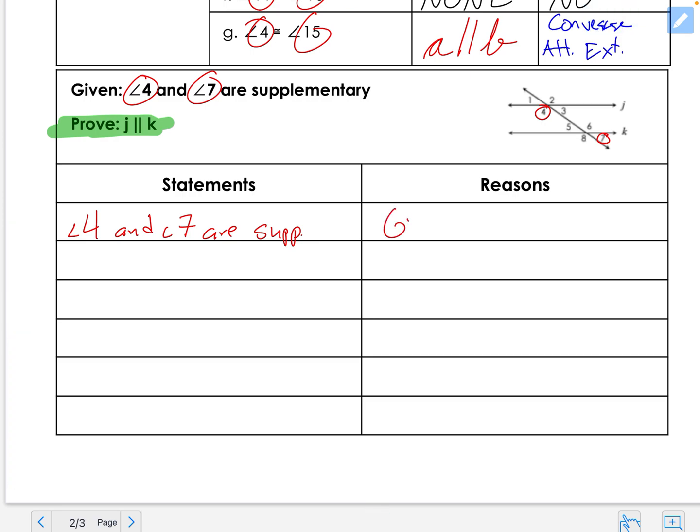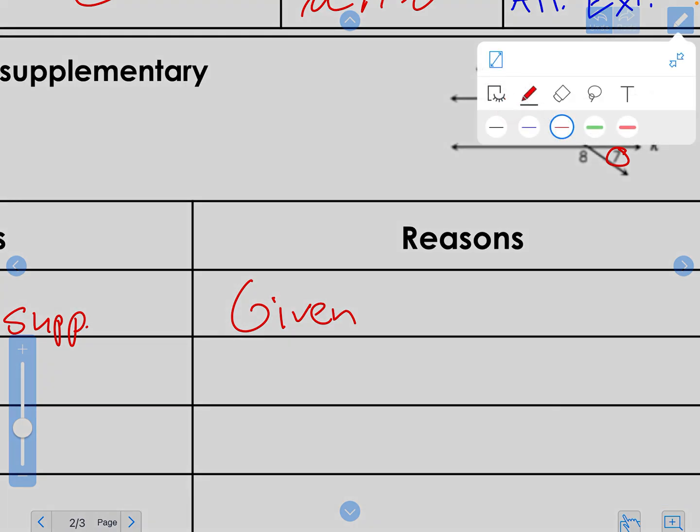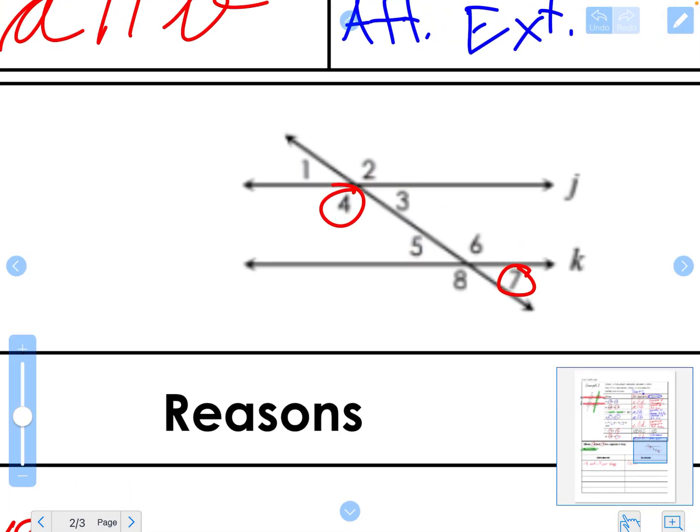So that is my given. And so now let's figure out what else I know. Looking at angle 4 and angle 7, they are not consecutive exterior. They are not consecutive interior. So it really doesn't help me a whole lot. I can't go straight into a converse. So we're going to have to do some thinking about these two angles.